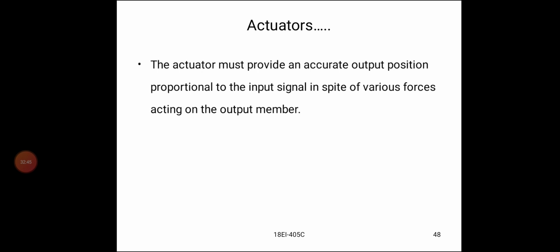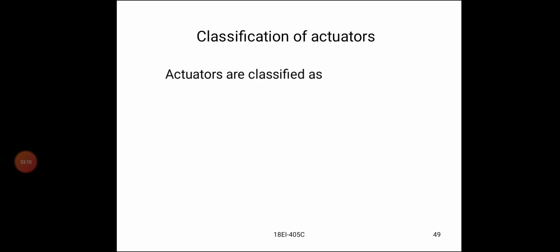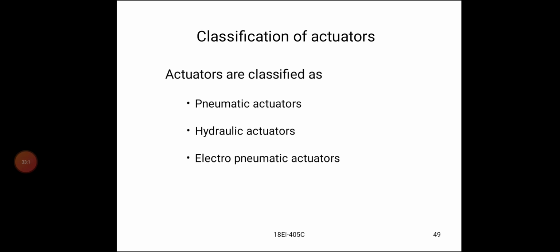The actuator must provide an accurate output position proportional to the input signal in spite of various forces acting on the output member. They often translate a control signal into the large force or torque required to manipulate some control element. Classification of actuators: pneumatic actuator, hydraulic actuator, electropneumatic actuator, and electric motor actuator.